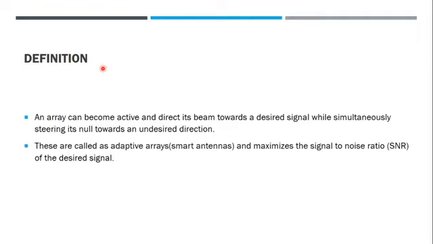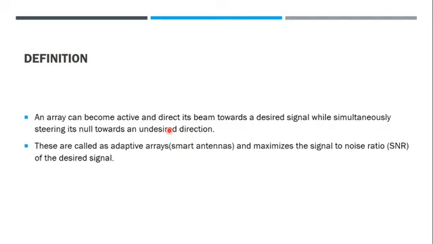When can we make an antenna to be smart? When can we make an antenna array to be smart? So we call an antenna array a smart antenna when it is capable of directing the desired signal in a proper direction and directing the null towards the undesired direction. Null means the unwanted side lobes and minor lobes. So when an array is capable of directing its main beam towards the desired signal and null towards an undesired direction, we call the antennas smart in nature.